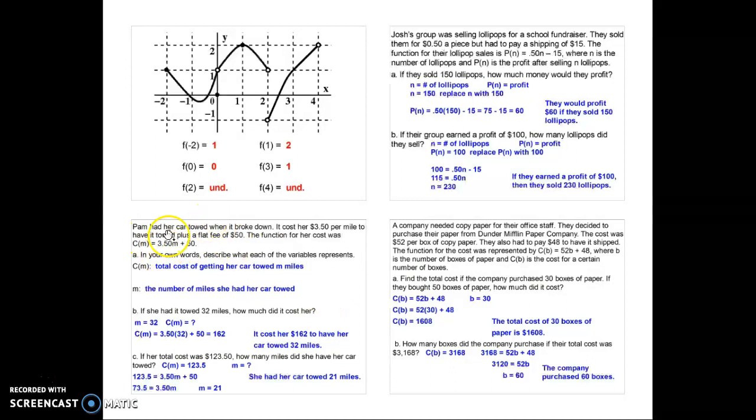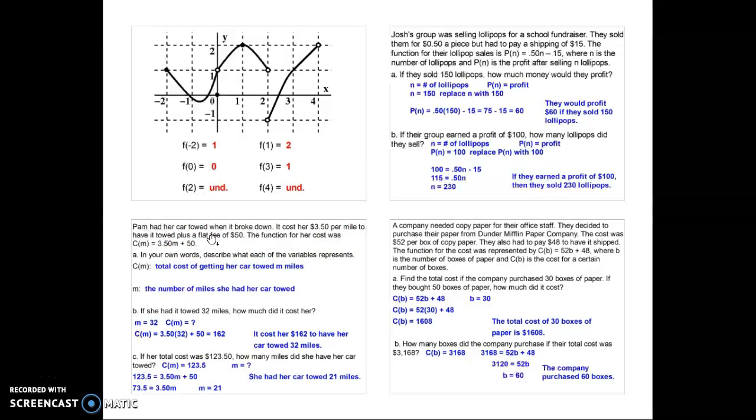All right, example number 2. So Pam had her car towed when it broke down. It cost her $3.50 per mile to have it towed. Okay, so that towing company, from where they left to wherever she was going, charged her $3.50 for each mile that they had to drive. Plus, there was a flat fee of $50.